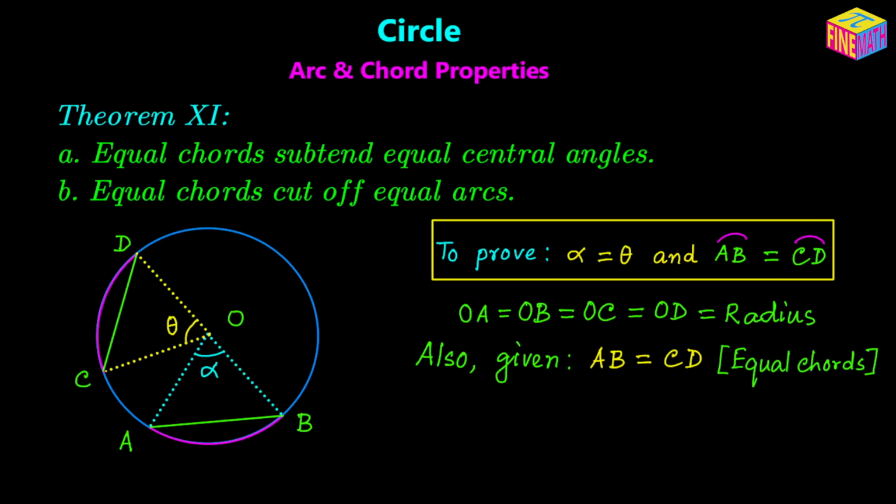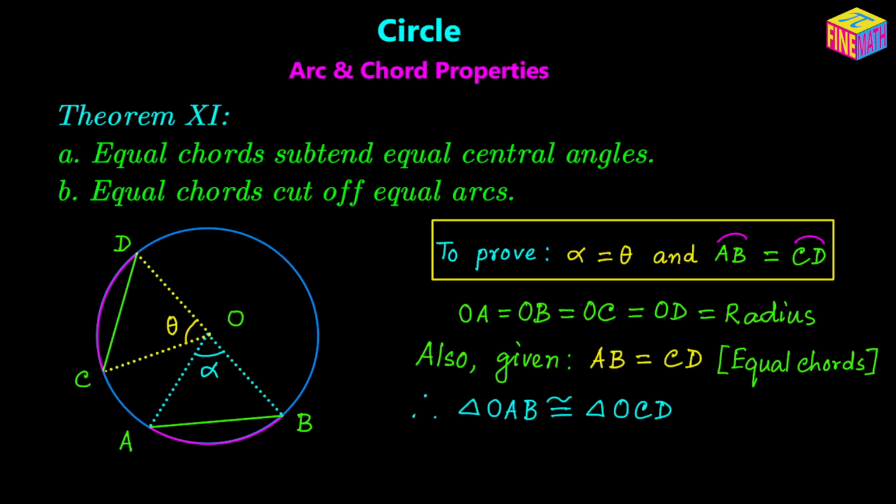And now if you look at these two triangles, the triangle OAB and the triangle OCD, they actually will be congruent. Why? Because they meet the SSS criteria of congruence, because the corresponding sides are of equal length. So these two triangles will be congruent triangles. And because they are congruent triangles, we can say that the angle opposite to equal sides will be equal.